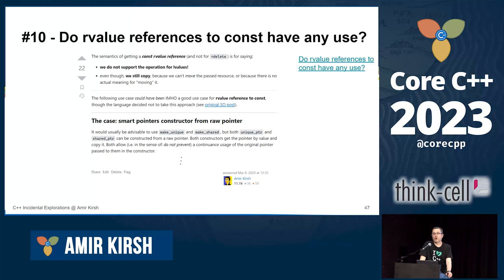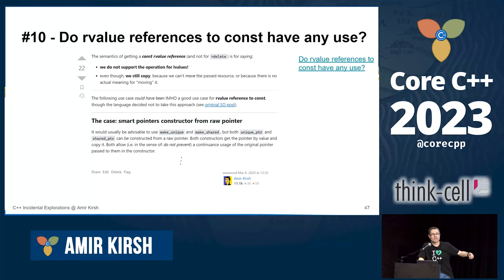Because if you have an L value of a raw pointer, it means that somebody holds this raw pointer. And then why should I take the smart pointer while you still hold it? You want to move it to me? So do a std::move. Or if you just create it with make_unique or call new without having a name for this pointer, then OK, I got it as an R value.